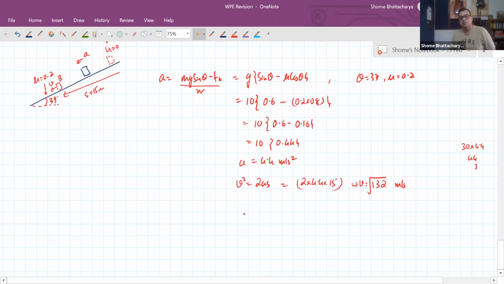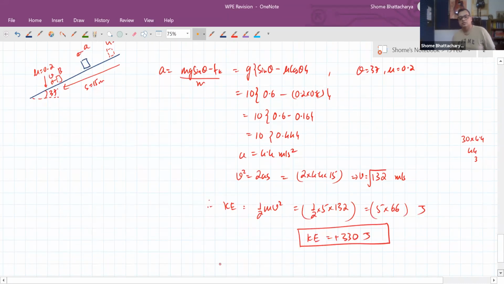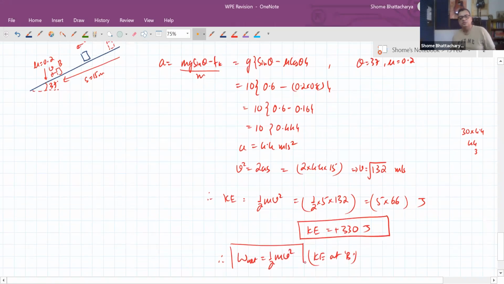Therefore, its kinetic energy will be 330 joules. So that verifies that the net work done by the forces acting on it is equal to the value of half mv square, which is the kinetic energy at the point B. So of course, this should always happen because we have the theorem that the net work done by all the forces acting on the body equals the change in its kinetic energy.